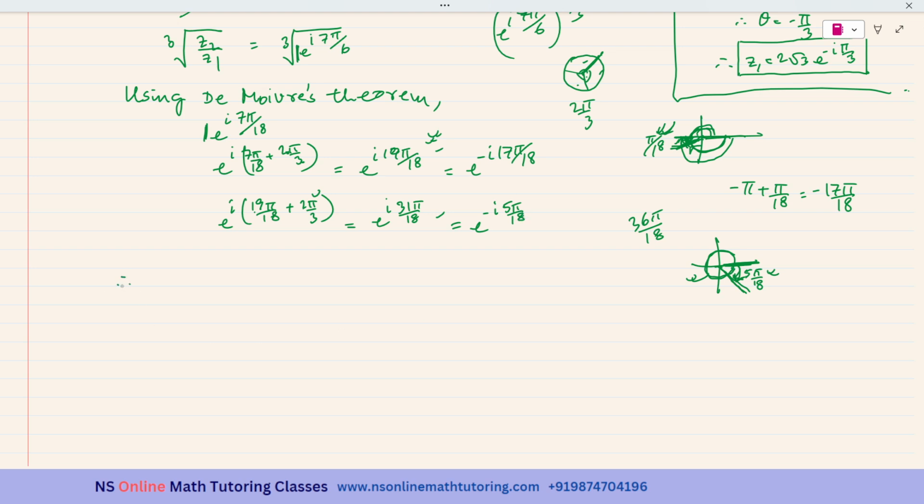So therefore, the three cube roots of Z2 over Z1 are e to the power of i 7 pi over 18, e to the power of negative i 17 pi over 18, and e to the power of negative i 5 pi over 18. So this will be the answer for sub-part B.